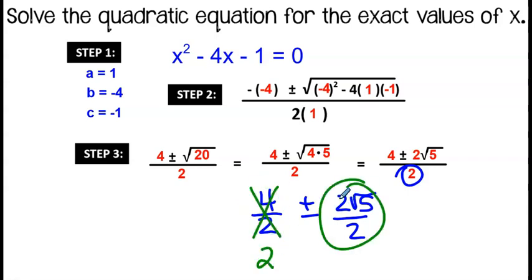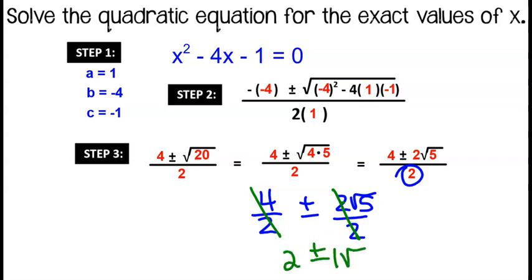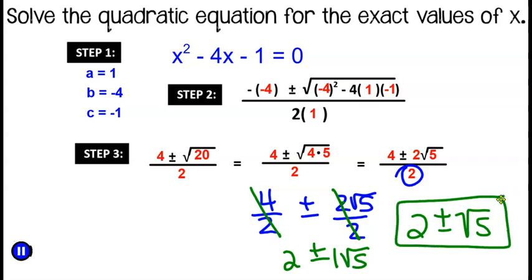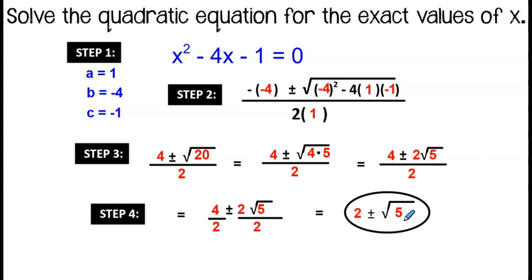This one over here is a little bit more complicated because this 2 down here can only do math with this coefficient 2 out here. It cannot do any math with this radical number. But 2 divided by 2 can reduce to 1. And another way of writing 1 square root of 5 is to leave the 1 invisible. Just like this. And this is an exact value of x.